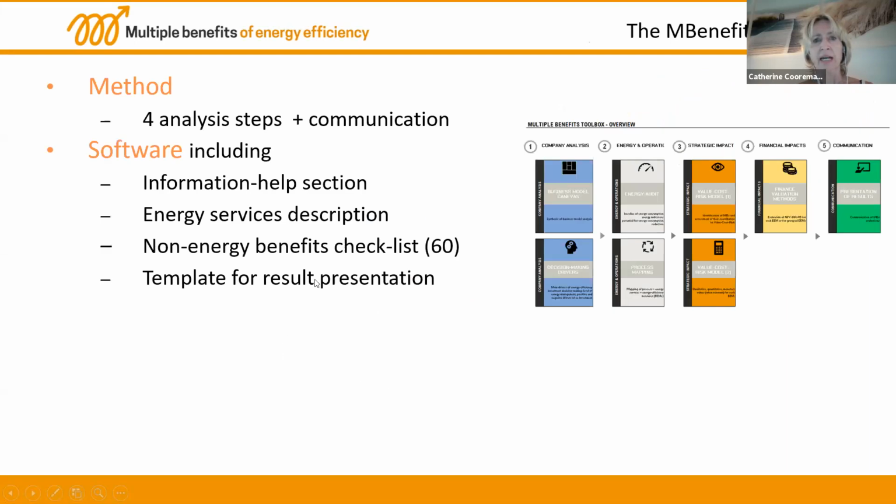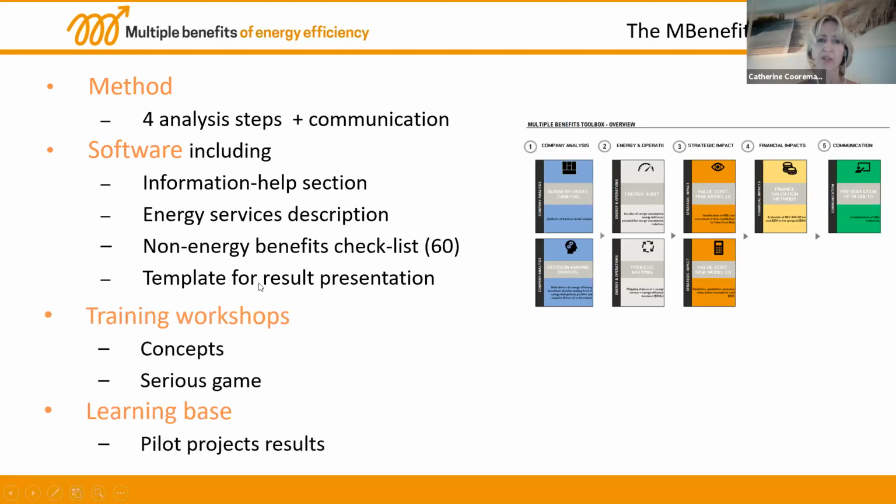This method is now embedded into a toolkit. So the method itself is 4 analysis steps, and the 5th step is communication. We have developed software, including very nice and easy features for the user. We include a non-energy benefits checklist of about 60 benefits, which is a lot. And we also provide a template for results presentation.